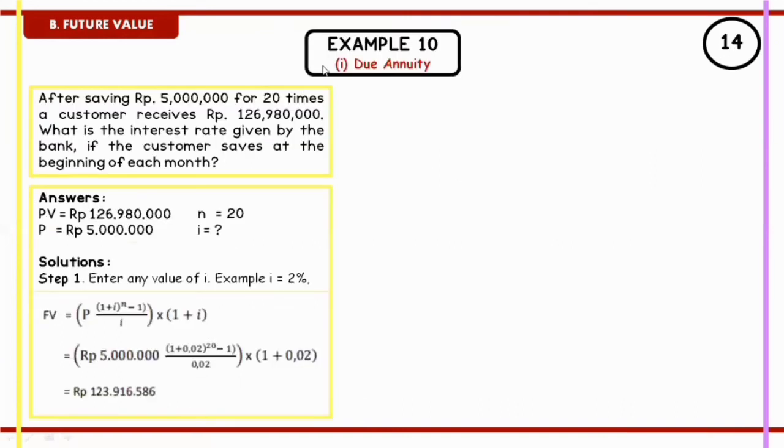Example: how to find I or interest rate for a due annuity. After saving 5 million rupees for 20 months, the customer receives this amount. What is the interest rate given by the bank if the customer saves at the beginning of each month? And the solution is step 1. Take any value of I, for example I is 2%. So we use the Fp formula and we get this result.